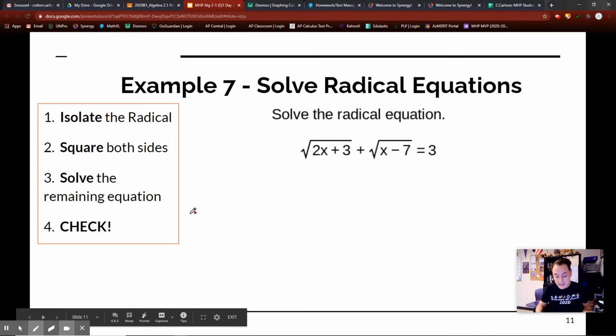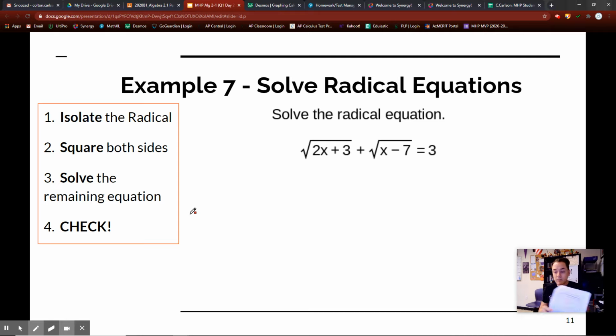So this is the last example we're going to go through. And I want to see if you can kind of try to follow along as much as possible. Okay? What I'm going to do is I'm going to take one of these over to the other side. So what does that look like? That means it's going to look something like this. So 2x and then plus 3 equals 3 minus radical x minus 7.